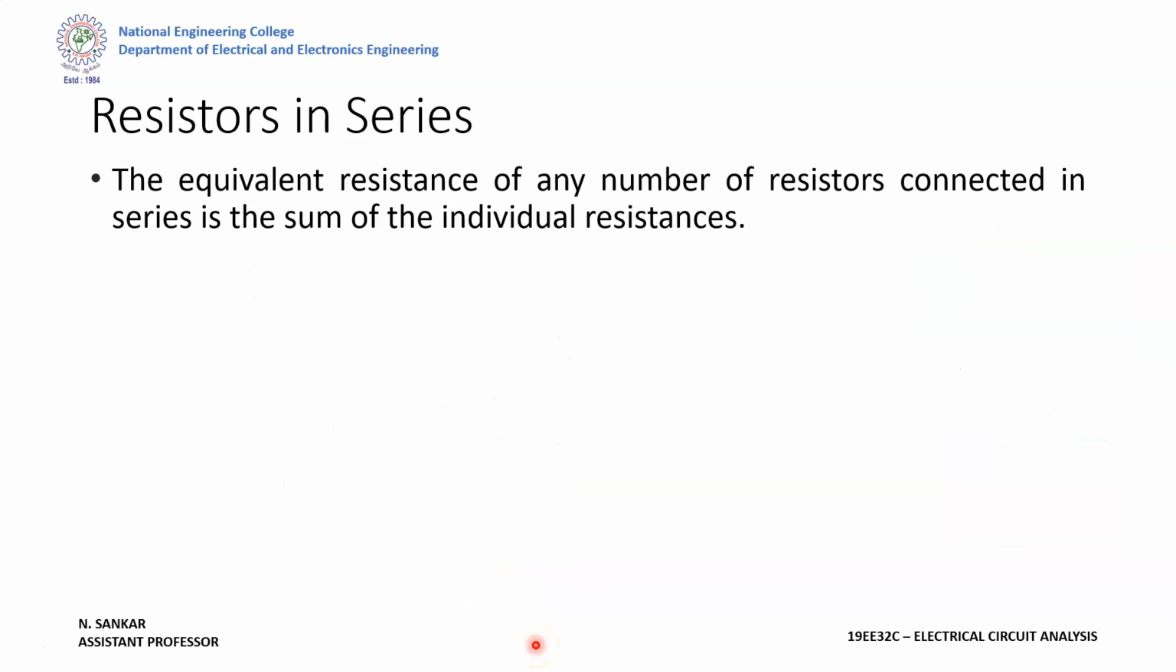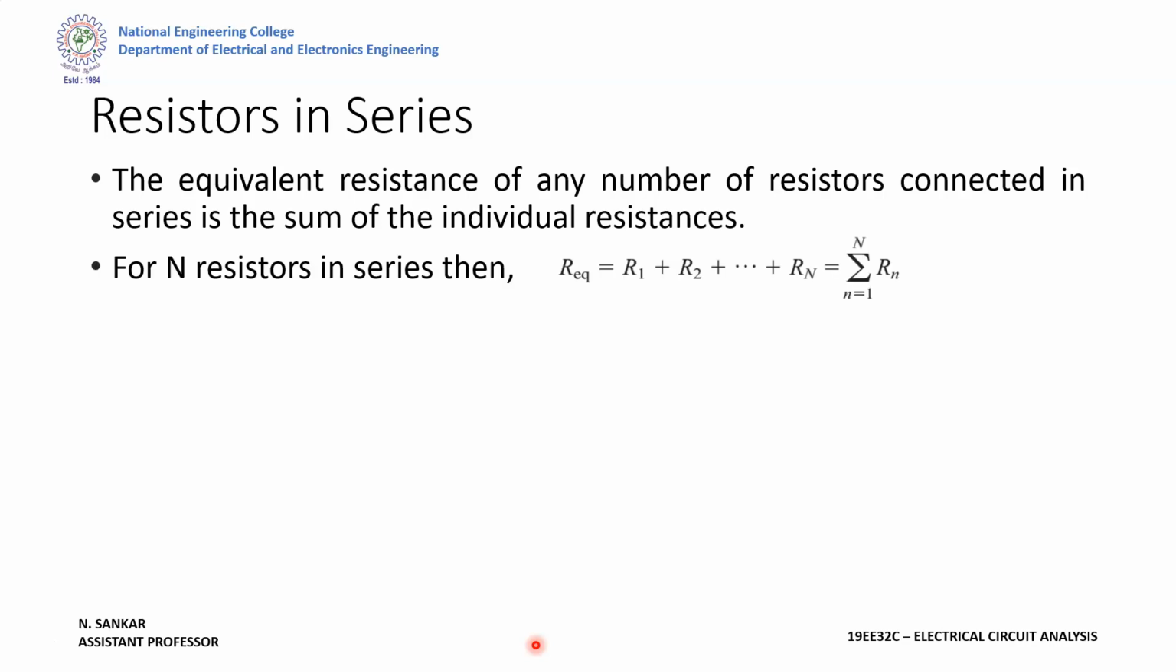Similarly, if you take n number of resistors instead of 2, that is 1, 2, 3 up to n, then the sum of the resistances will give the R equivalent, that is R1 plus R2 up to Rn, which is nothing but the summation of R, where small n is the number of resistors.